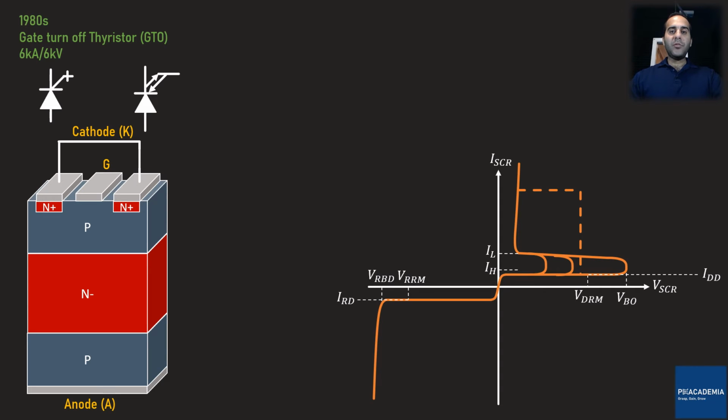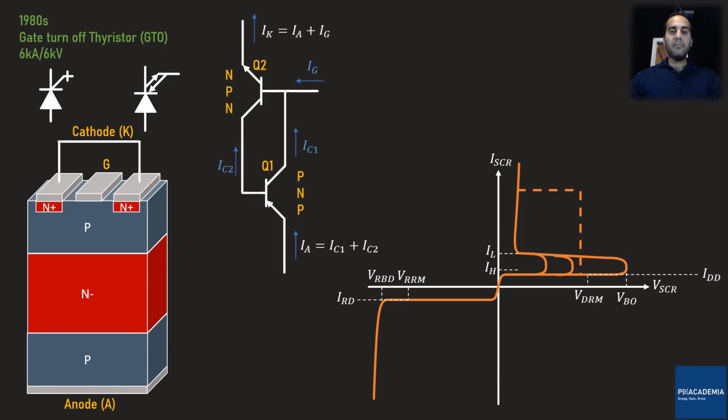The question that we have to ask here is how much current do I have to draw from the gate to turn off the GTO? In fact, this is a very, very good question. The answer determines where we can use this device. To address this question, we need to take a look at the BJT model of the GTO. Surprisingly, it is the same as that of the thyristor.